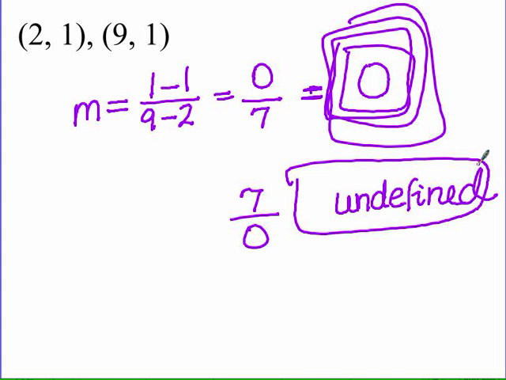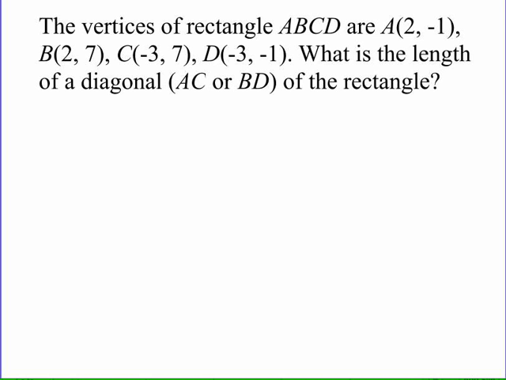So, anyway, what you need to do then is I'm going to go ahead and hand out. Take that back. We got one more problem. Sorry. The vertices of rectangle A, B, C, D are 2, -1, 2, 7, -3, 7, and -3, -1. What is the length of the diagonal of the rectangle?